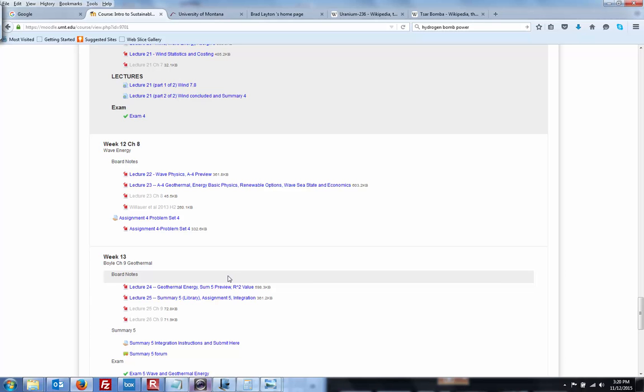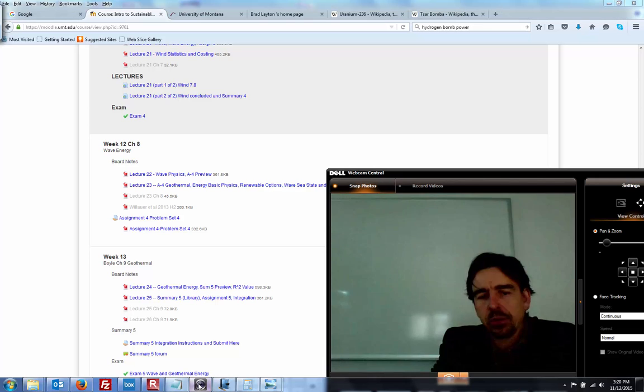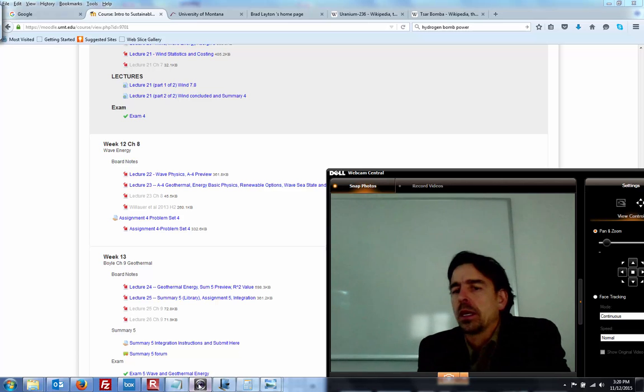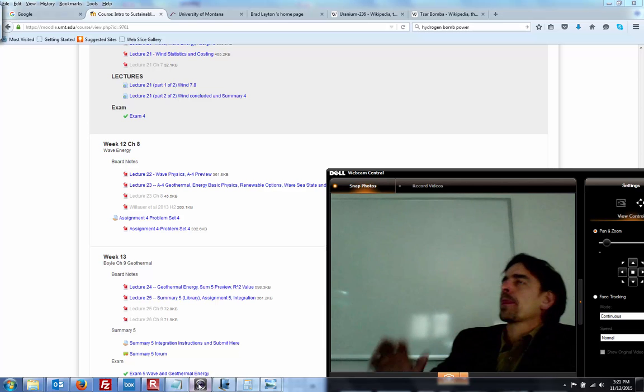In the past, I've done this information entropy thing for summary 5. I'm leaning a little bit more towards doing an integration model, and I'll show you why. I'll show you something I'm working on right now, and there is an economic spreadsheet in there, and we'll use that as a launching point for the economic spreadsheet comparing wind versus geothermal.